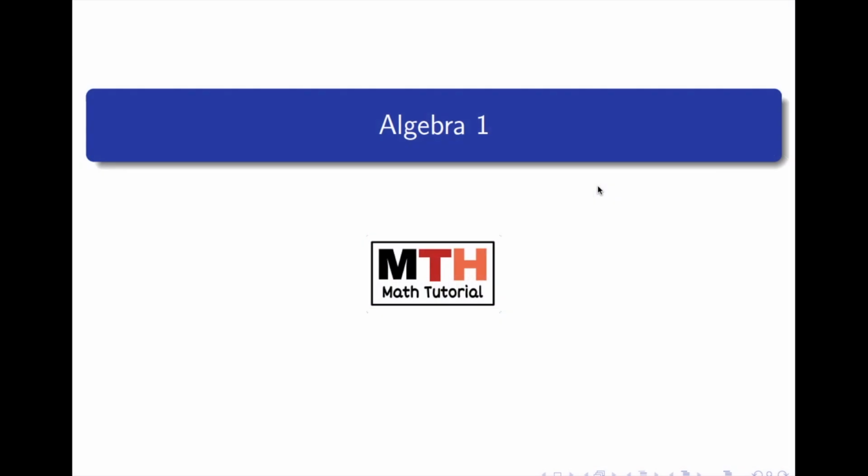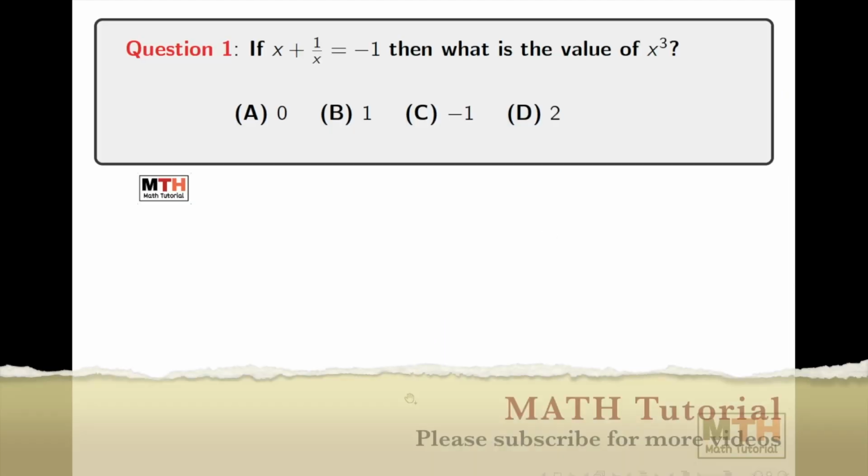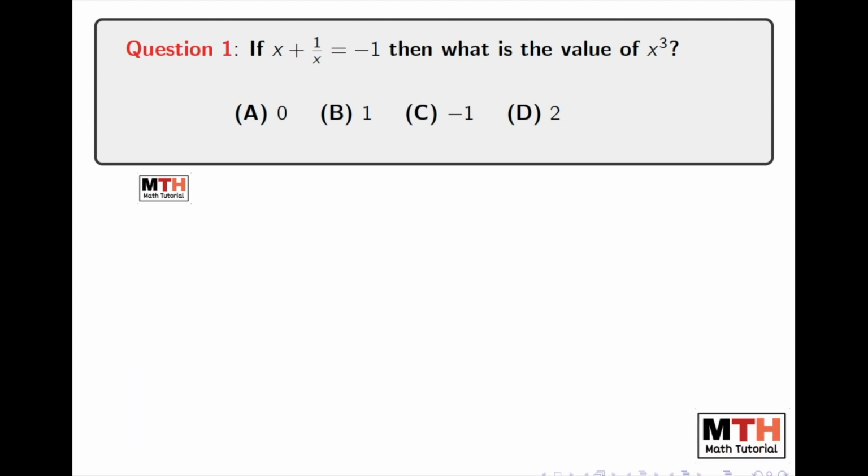This is Algebra part 1 where we will discuss some basic problems from algebra. So let's start. Question number 1. If x plus 1 by x equals to minus 1, then what is the value of x cube? The options are 0, 1, minus 1 and 2.